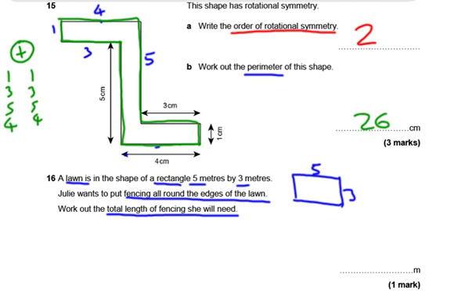So she'll need 5 that way, 3 that way, another 5 that way, and another 3 that way. So if we add them all together, 5 add 3 is 8, another 5, another 3 will make another 8, 8 add 8 is 16 meters altogether. So the total perimeter, the total length of fencing she'll need, is 16 meters.